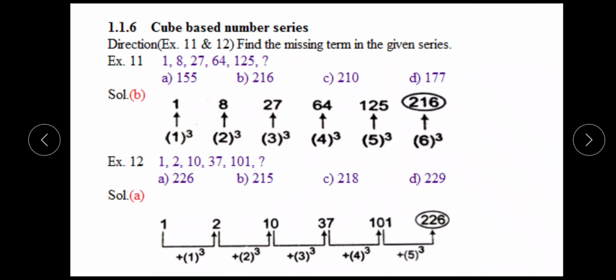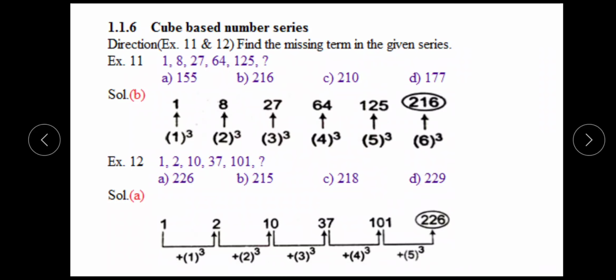Cube based number series. This is totally the same as the previous pattern, which was a square based number series. This is a cube based number series. We can see that these are the cubes of natural numbers: 1, 8, 27, 64, 125. This is the cube of 1, this is the cube of 2, this is the cube of 3, this is the cube of 4, this is the cube of 5.